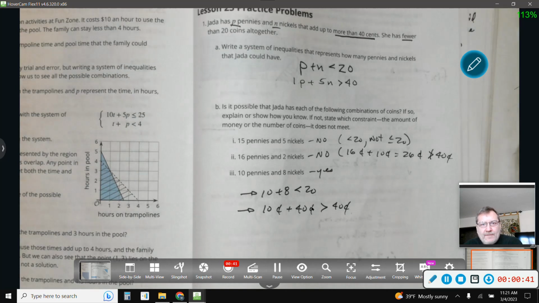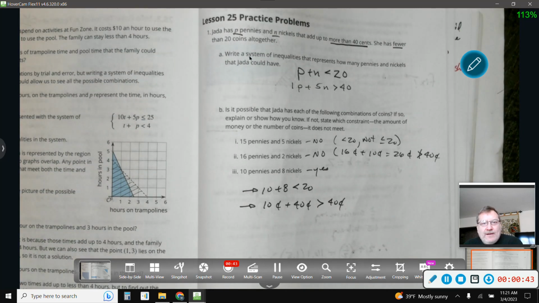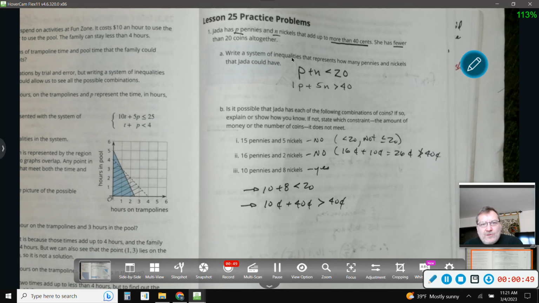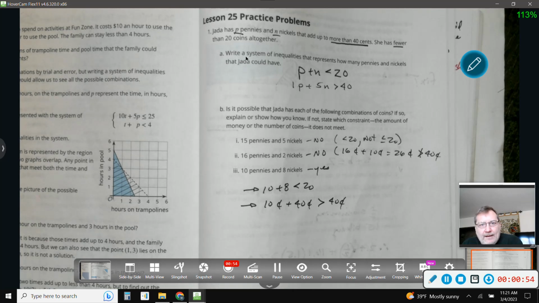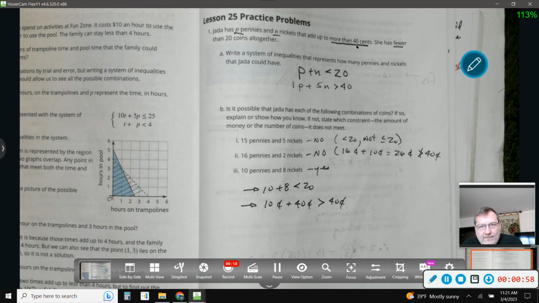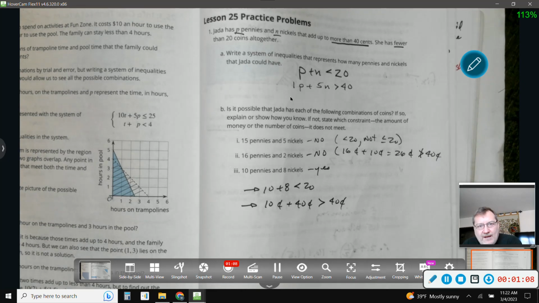So this is what I've got. It says to write a system of inequalities for the pennies and nickels. We know that pennies plus nickels is fewer than 20, so I got a less than sign there. And she has more than 40 cents altogether, so I got a greater than 40 there. I got 1 cent for every penny, and then 5 cents per nickel times the number of nickels. So this is what I came up with for the two inequalities.